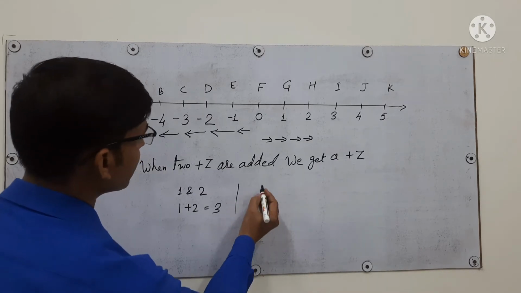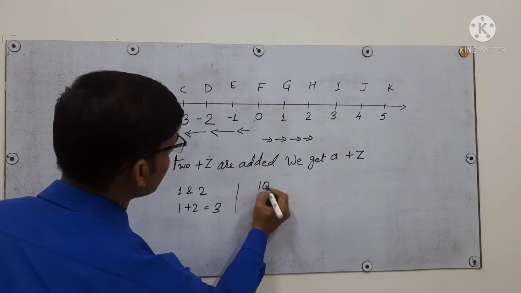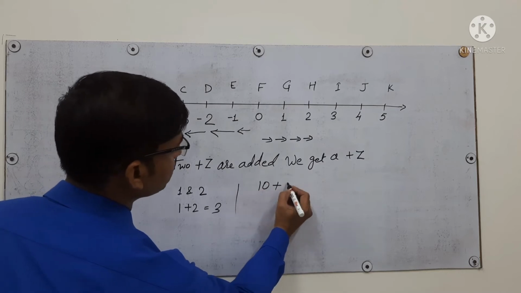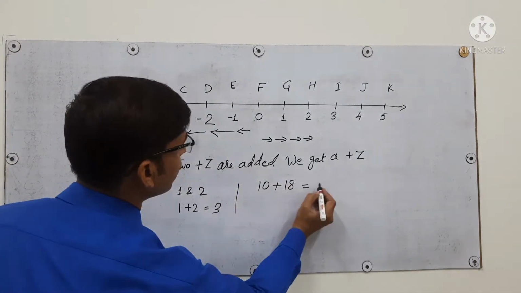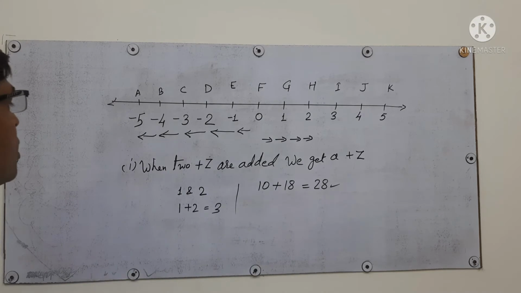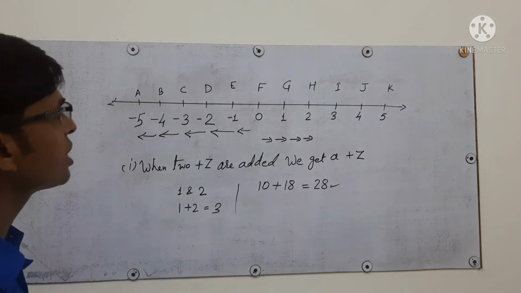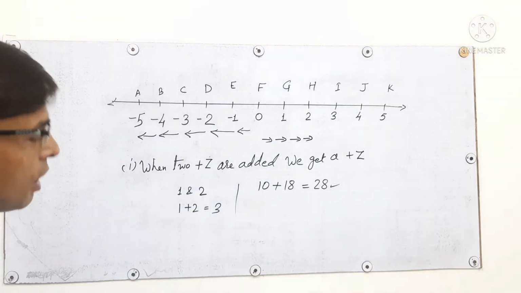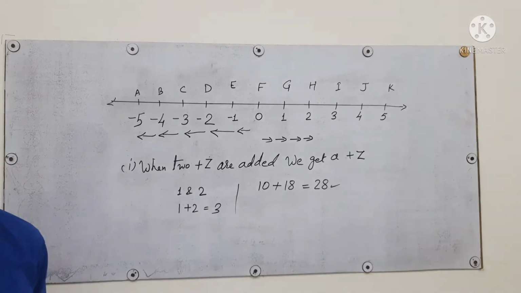Now we will take a second example. Suppose one positive integer is 10 and the other positive integer is 18. Simply we can add them here and we will get 28, which is again a positive integer. So this statement is correct. When two positive integers are added, we always get a positive integer. You can note this down.